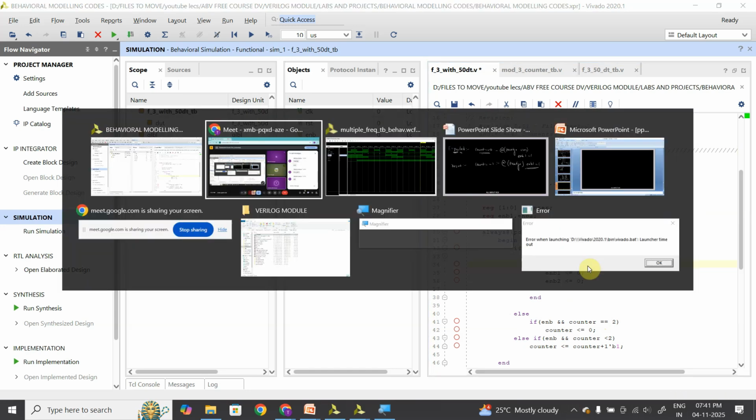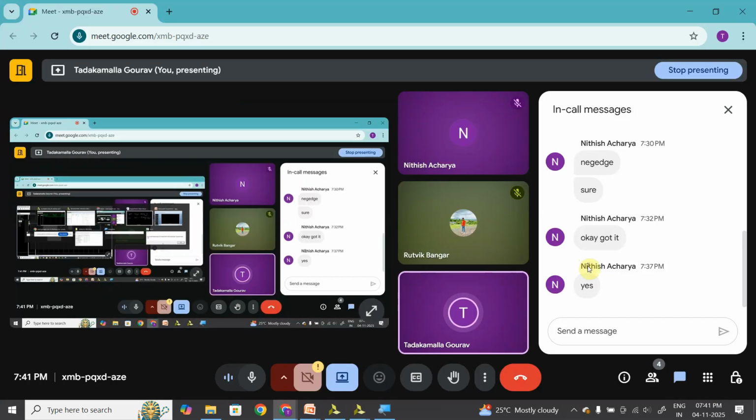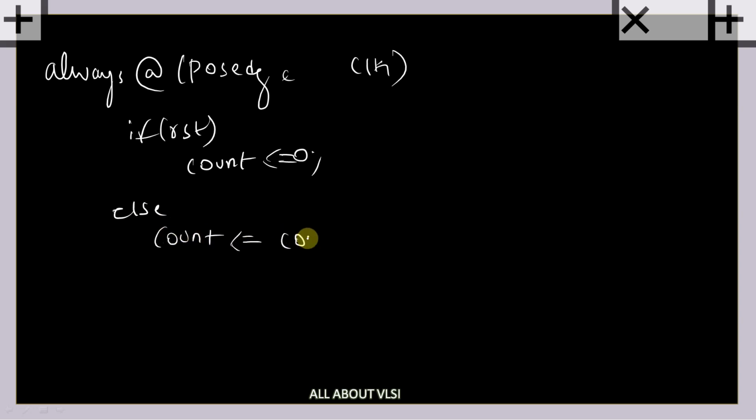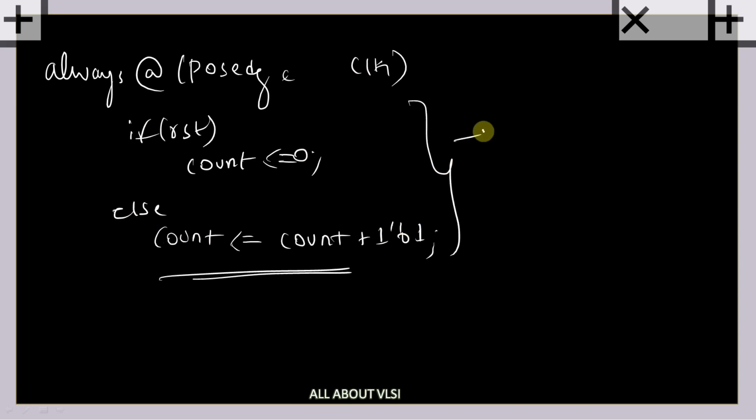Now let us try to understand the reason. What is happening internally? What we have written is one always block at the passage of clock. We have written our counter logic: if reset, my count is equal to 0 with non-blocking assignment, else my count is equal to count plus 1, count plus 1'b1. If we have written like this, then it is a mod 3 counter.